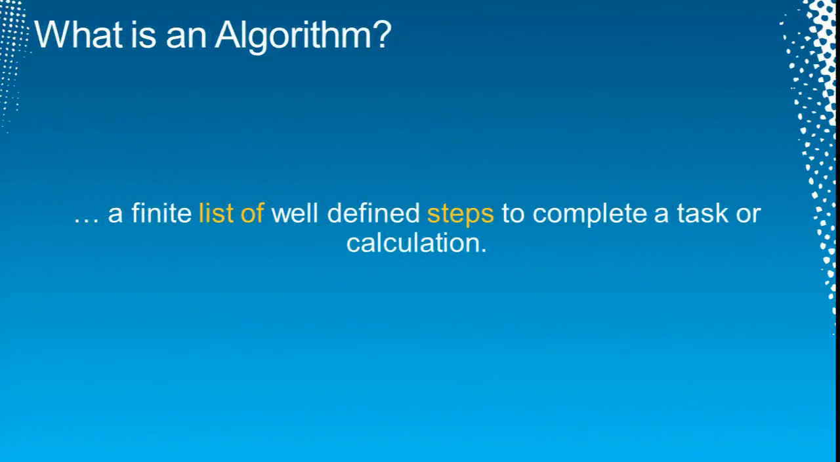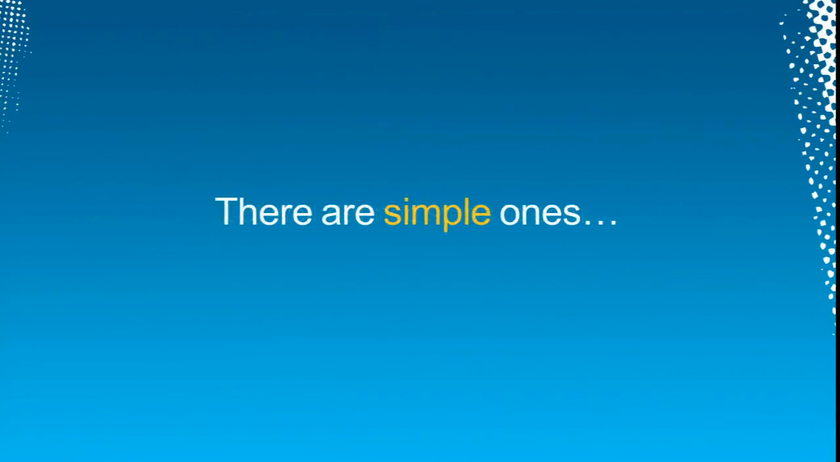So what is an algorithm? This is it. It's really simple. It is not complicated. It's a finite list of well-defined steps to complete a task or a calculation, and that's it. Nothing complicated. Everybody thinks algorithms are really hard, and they're dreamt up and refined by people with long beards who wear open-toed sandals. Algorithms are not complicated. They are just a simple list of well-defined steps to complete the task, and that's it. Nothing complicated there. There are simple ones.